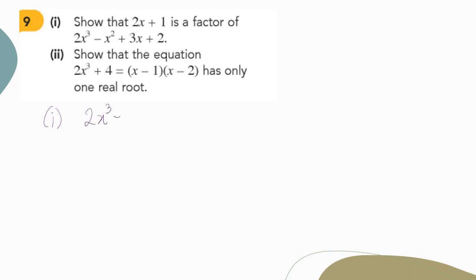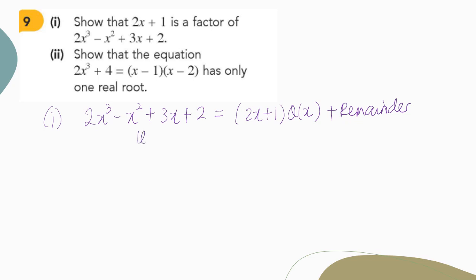So let's start by writing the dividend. 2x cubed minus x squared plus 3x plus 2 is the dividend, equals 2x plus 1. This is your divisor, multiplied with the quotient, plus remainder. Right, so our aim is to show that the remainder is 0. So how do we show that? We let 2x plus 1 equal 0. So we are substituting negative half for x.